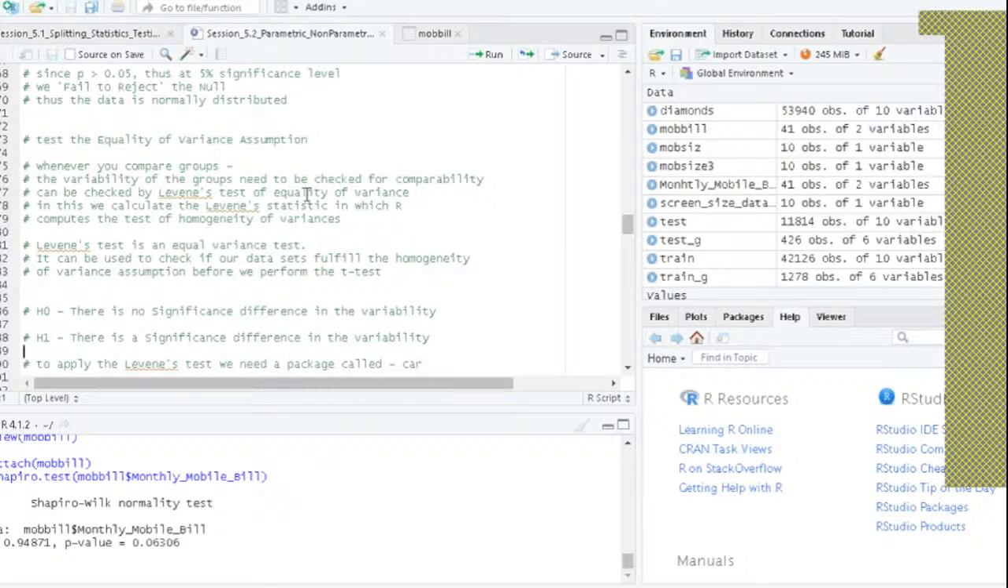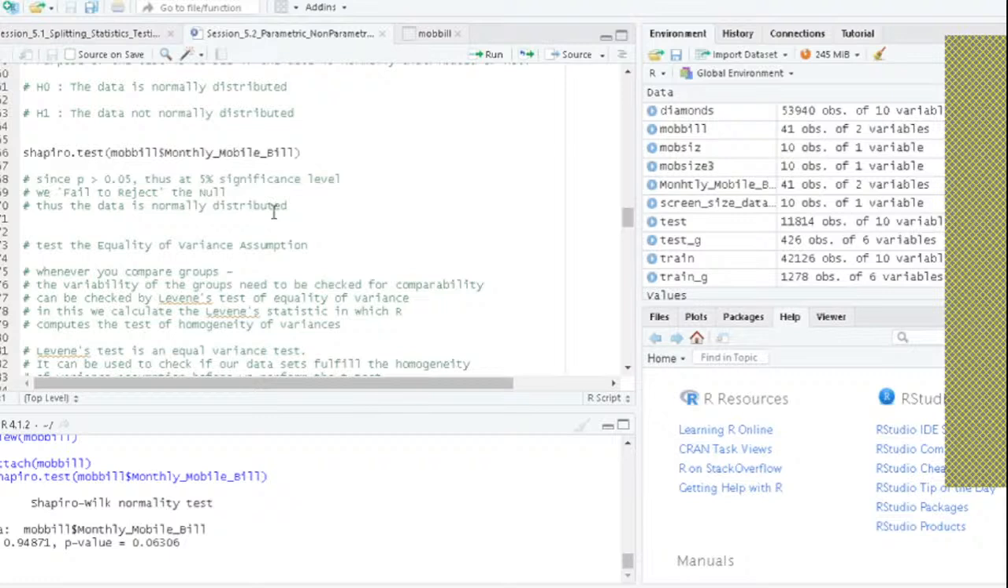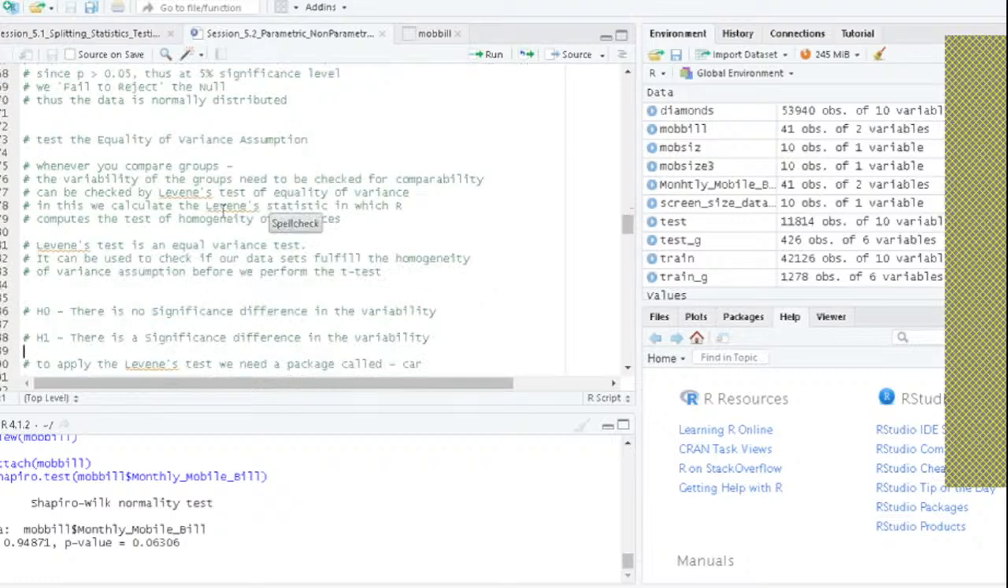We have tested that the data is normally distributed. Now, the second assumption we are going to test is whether there is homogeneity of variance in the two groups, that is male and female, right? Whenever you're comparing these two groups, you need to do this test. This test can be done using Levene's test. Levene's test helps you test the equality of variance. In this, we calculate the Levene's statistic.